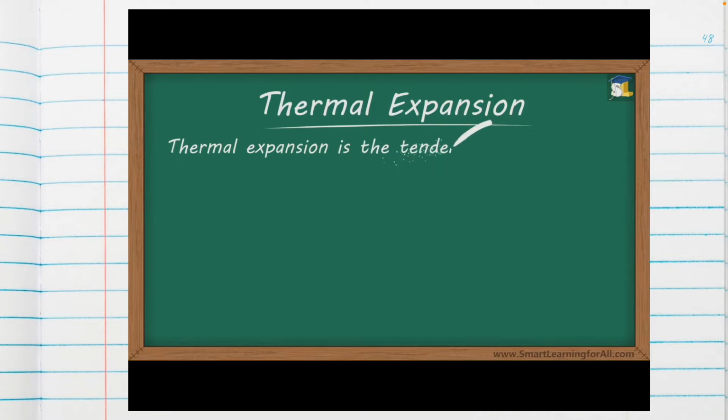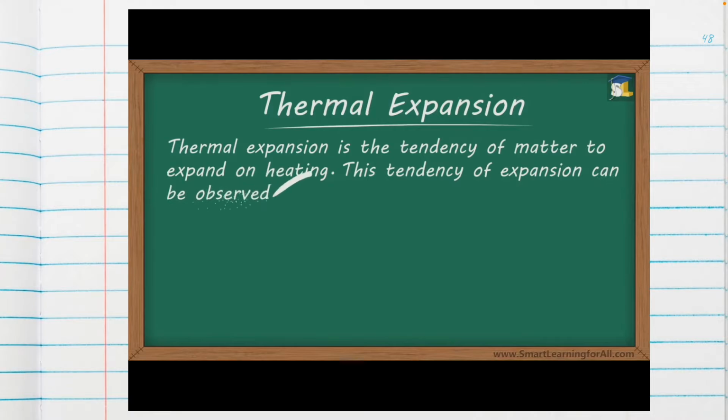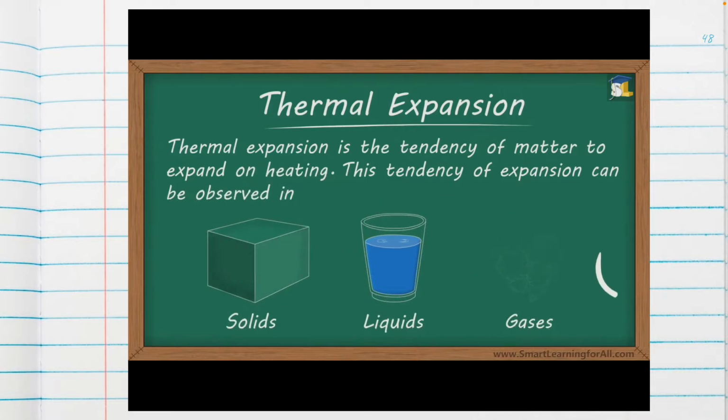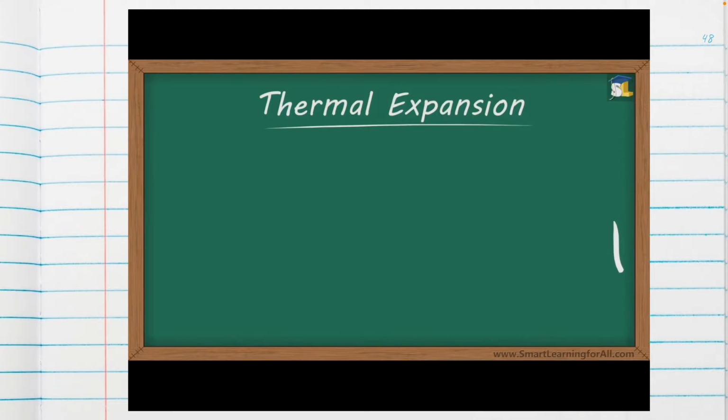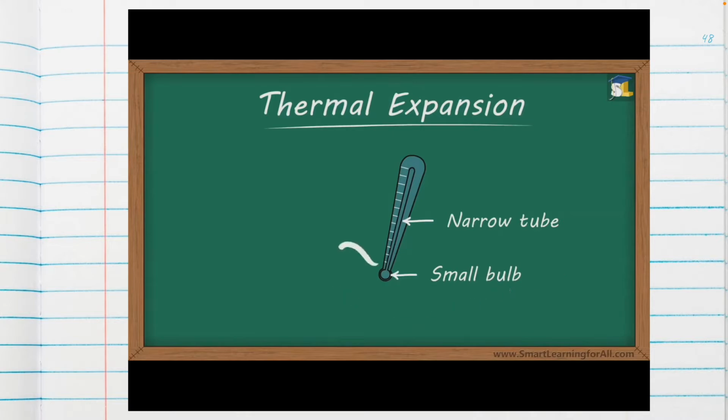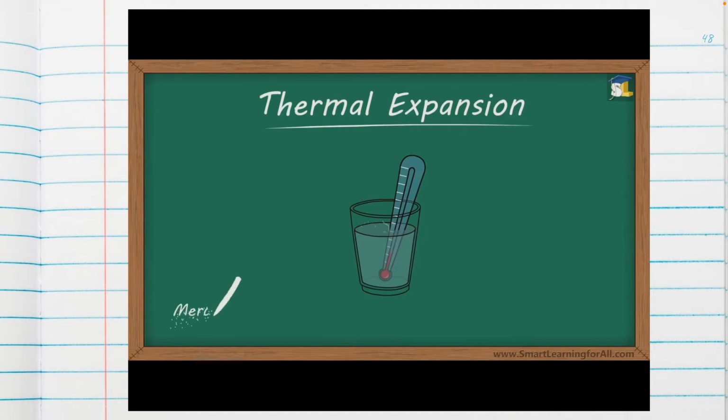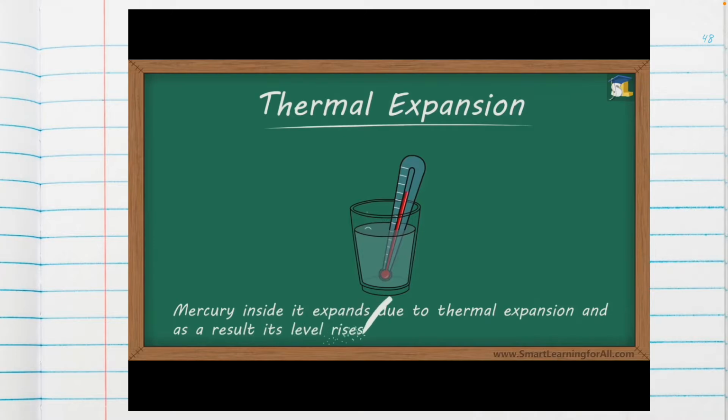Thermal expansion is the tendency of matter to expand on heating. This tendency of expansion can be observed in solids, liquids, as well as gases. Now, let us see how this concept applies to a thermometer. A thermometer usually consists of a narrow tube with a small bulb at one end. The bulb and a part of the narrow tube is filled with mercury, which is liquid at room temperature. When a thermometer is placed in hot water, mercury inside it expands due to thermal expansion, and as a result, its level rises.